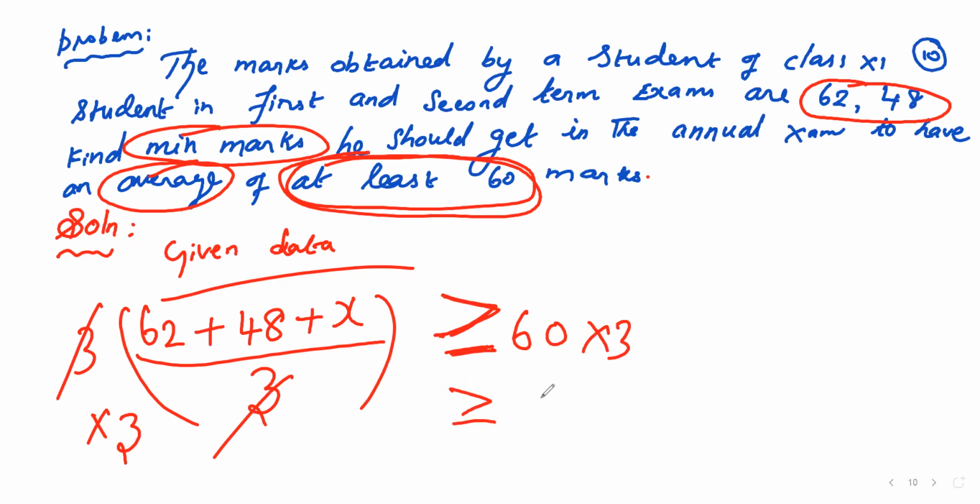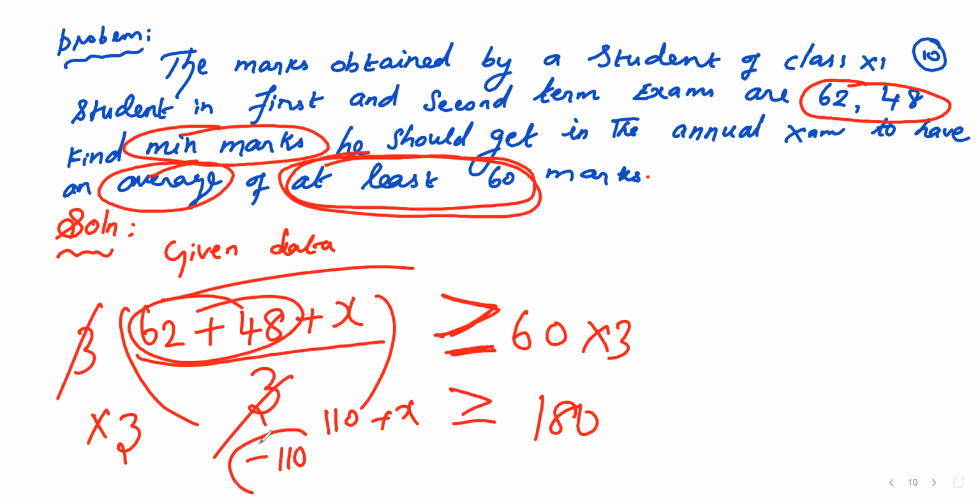So 180 is greater than or equal to these 2 marks, 110, plus x. Okay, subtract 110 from both sides. 180 minus 110, how much will come? Yeah, 70. He needs to get 70 or more marks. His annual exam mark x should be greater than or equal to 70.